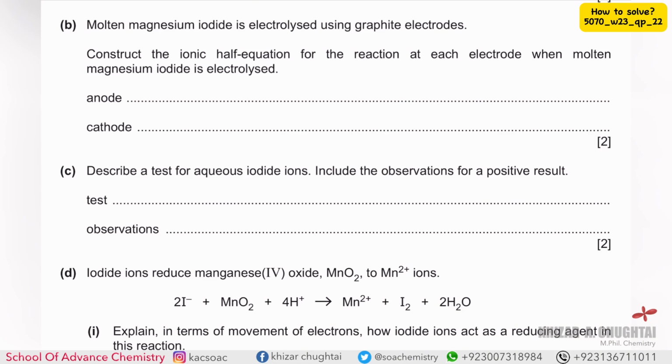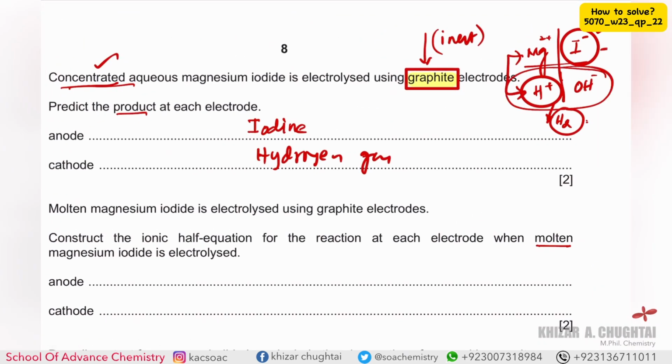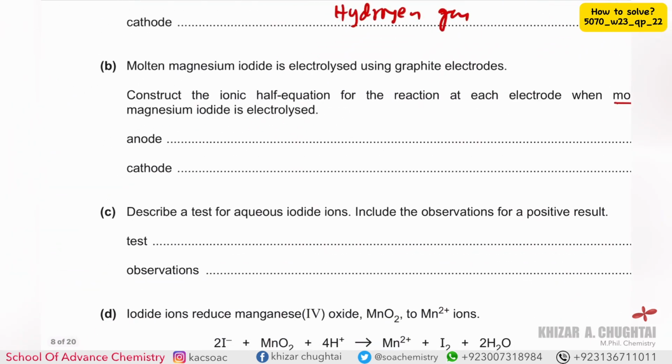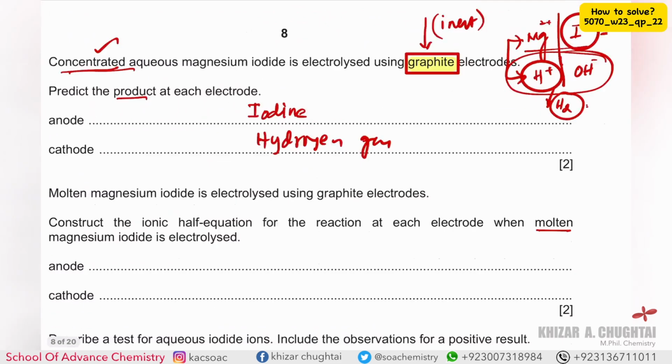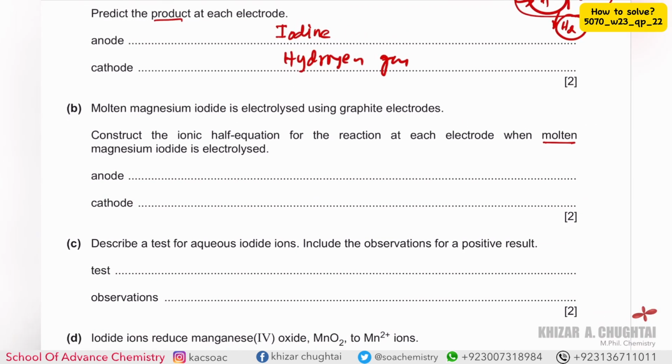In case of molten, there are no H positive or OH negative ions. So there are only two types of ions, magnesium 2 positive ion and I negative ion. So it's very simple. Again, at the anode, there is the formation of iodine. How is iodine supposed to be formed? This is the general equation. 2 mole of I negative ion or any other group 7 element ion is going to lose 2 mole of electrons, making pure element halogens. It may be Cl2, it may be Br2, it may be I2.